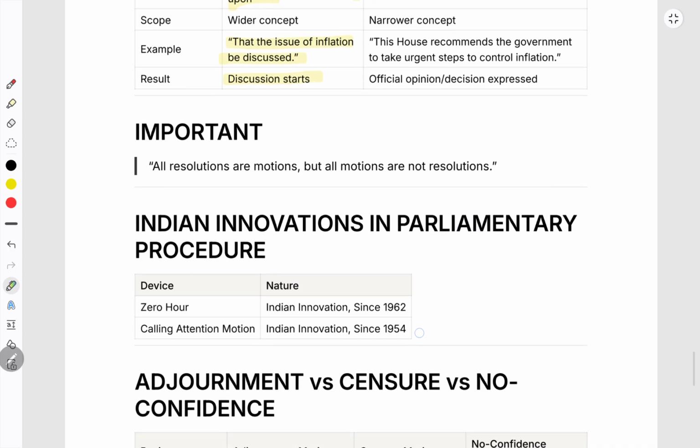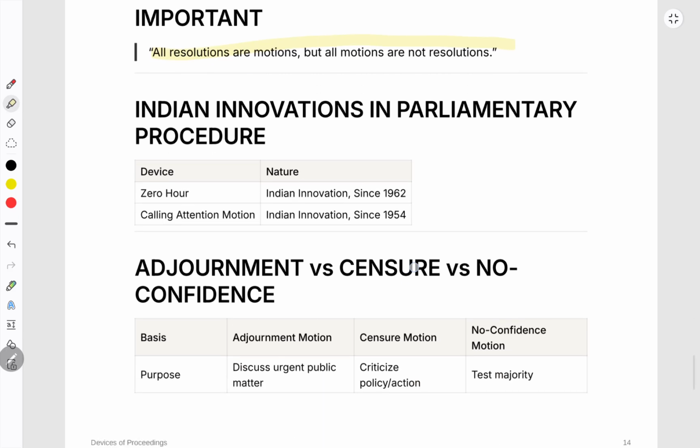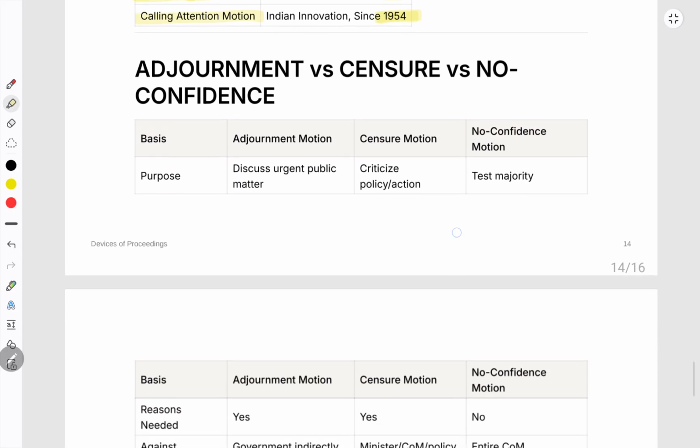Okay, now this is very important. So all resolutions are motions, but all motions are not resolutions. Okay, right? Now we have seen Indian inventions in parliamentary procedure. So there are 2 Indian inventions, Zero Hour and calling attention motion. Zero Hour is since 1962, calling attention motion is since 1954.